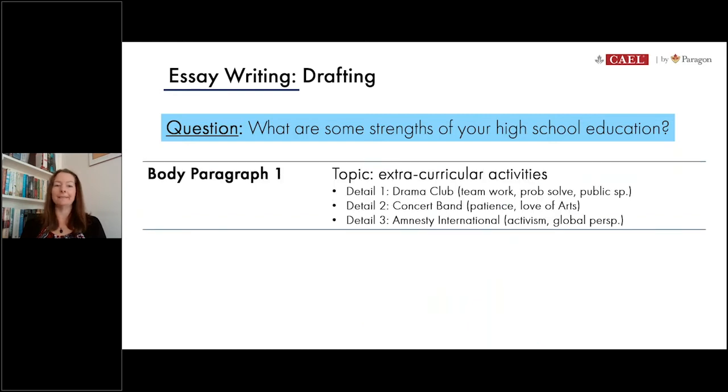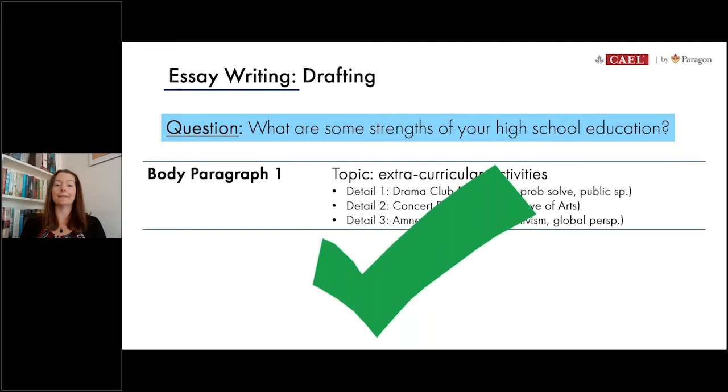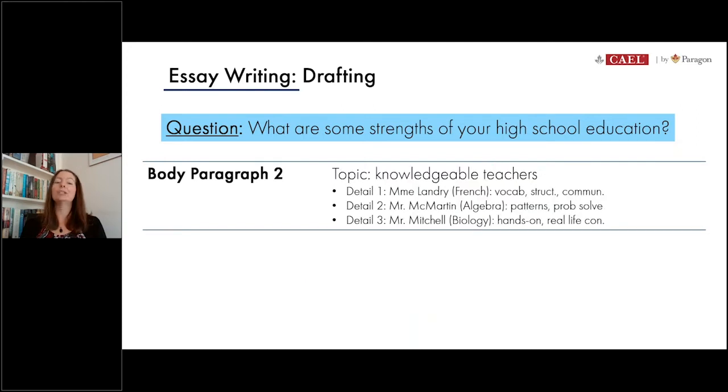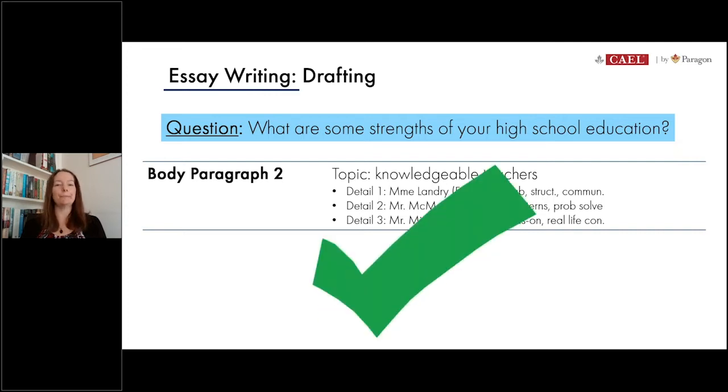So that's done. We've also already written our first body paragraph. This is where we actually identified some of the extracurricular clubs that we belong to, and we noted the skills that we learned there and established those as strengths as well. And just last week, we completed our second body paragraph, where we identified some teachers who instructed us with very valuable skills, and we showed how those skills continue to support us today so that they are indeed strengths. So these 3 paragraphs have already been written.